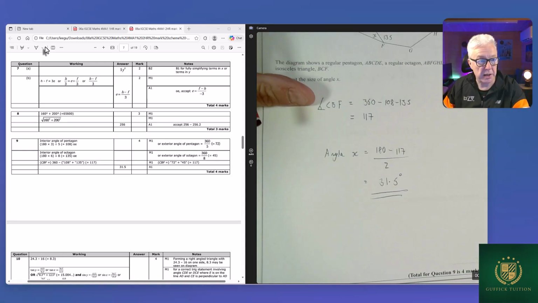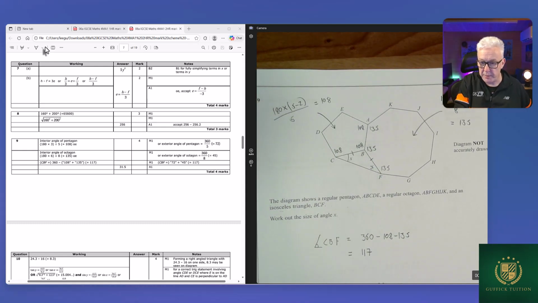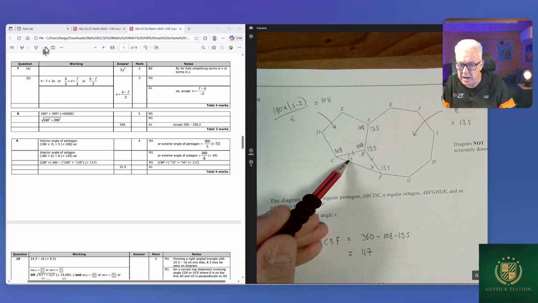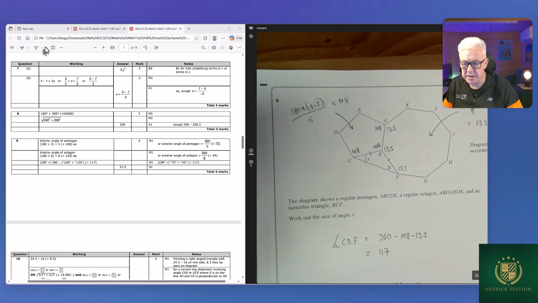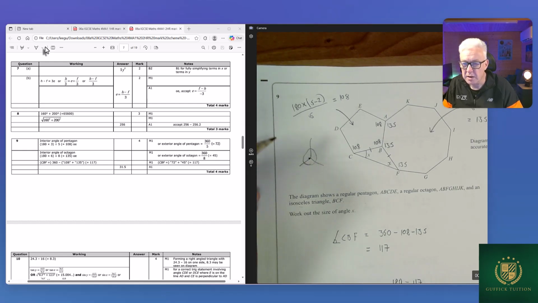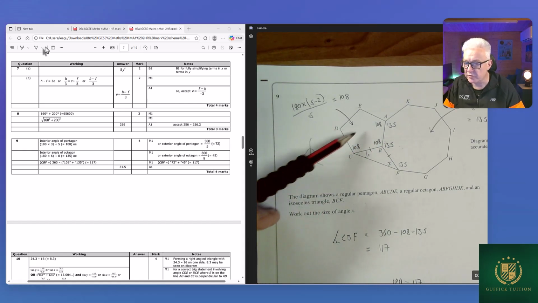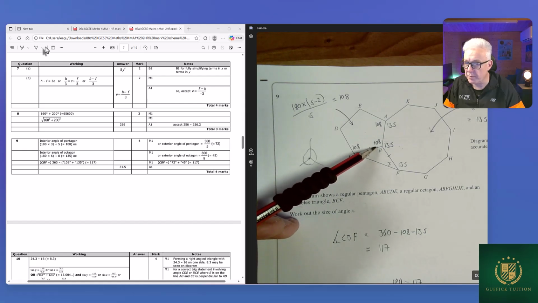Right, question 9. Let's have a look at this one. Okay, so the diagram shows a regular pentagon and a regular octagon, and an isosceles triangle. Work out the size of angle x, and you can see here is angle x. So we're going to be using in this question the fact that the angles round a point add up to make 360. Because if we can find the interior angle of our pentagon and the interior angle of our octagon, then we could subtract those from 360 in order to find this angle here at B.